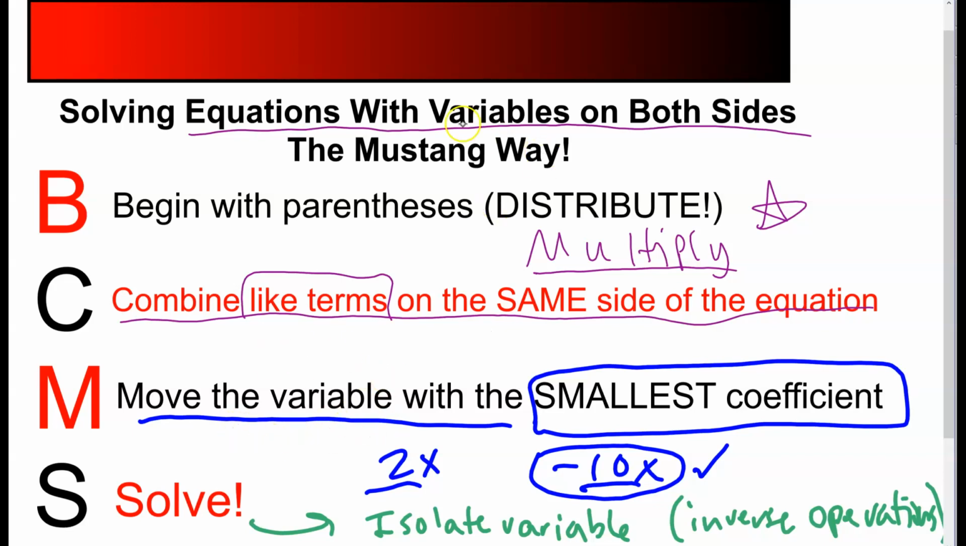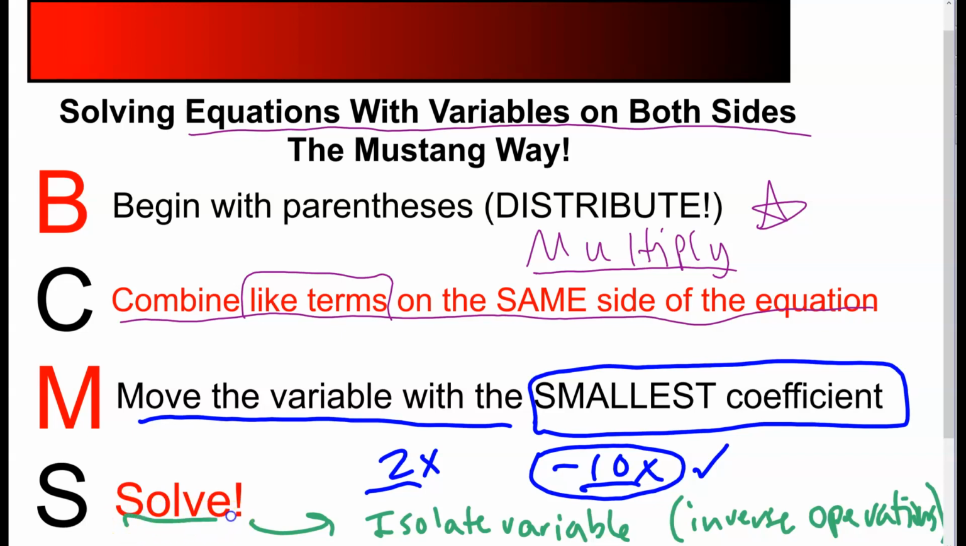M is a different step because now that we're dealing with variables on both sides of the equation, we want to move those x terms or those y terms or whatever our variable is, we want to move them to the same side, and we do that with the smallest coefficient in mind. So whichever value has the smallest coefficient, that's lowest in value, all right? And then the last step is going to be to solve.